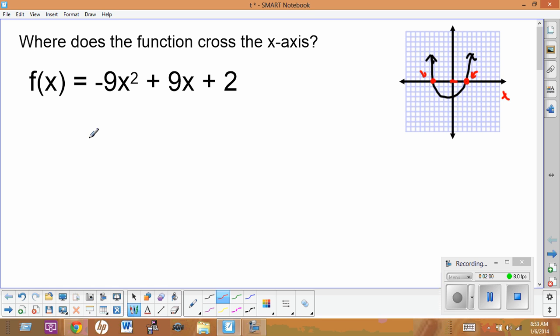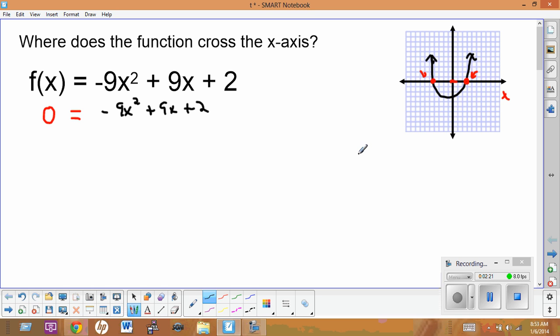So our first step is to set your f of x equal to 0 and go ahead and solve this. Now, last semester, we focused heavily on factoring. Today, it's going to be about the quadratic formula. So let's go back and review the quadratic formula before we go any further.